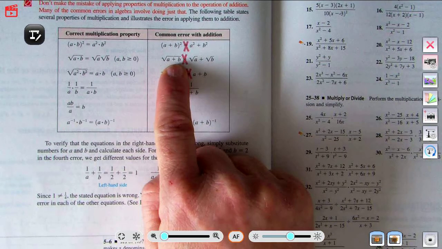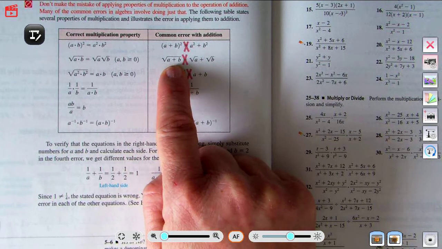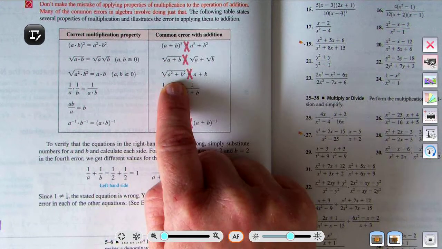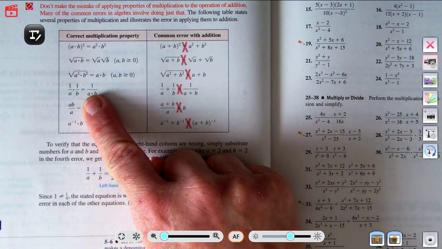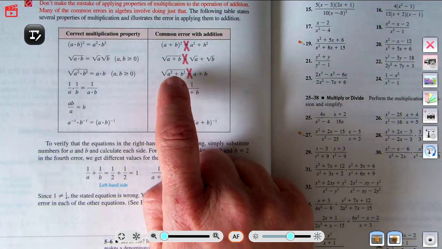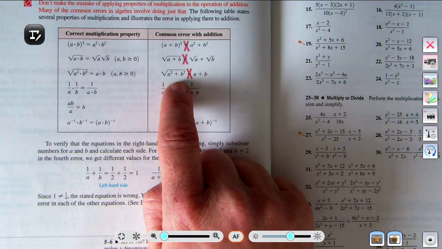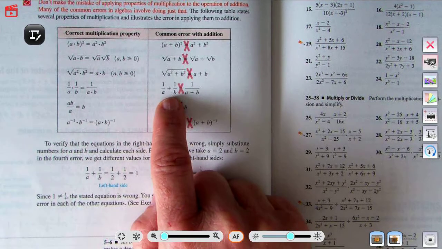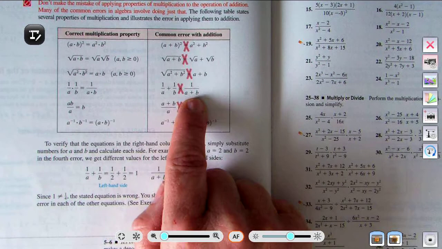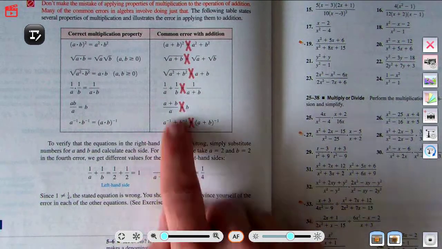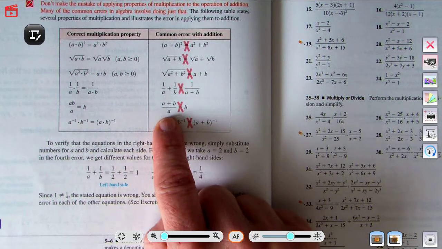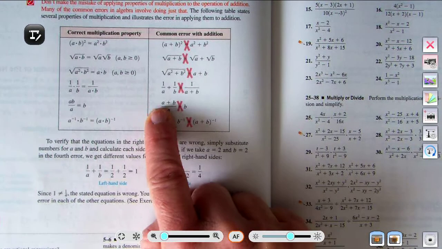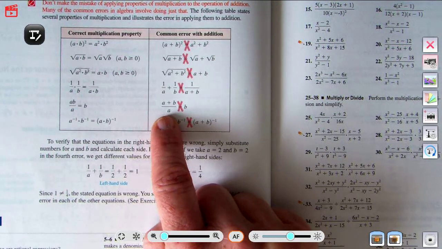We cannot just take the square roots of pieces when we are adding. So a lot of these things we can do with multiplying, we cannot do with adding, or subtracting for that matter. So we can't just add fractions by adding the denominators. We can't cancel the A's. Okay? Although students love to do this all the time.